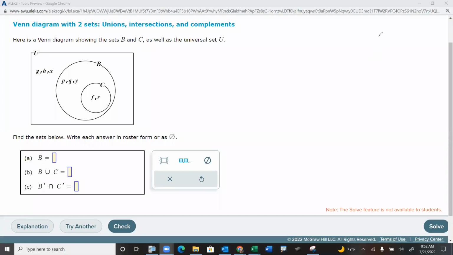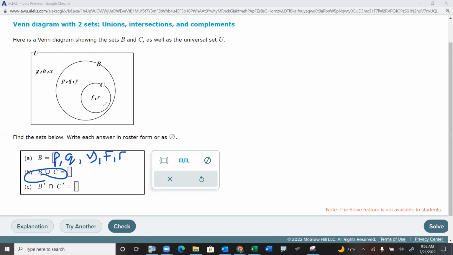All right, everybody, let's see what we got here. We're given a Venn diagram. The universal set U is, of course, all of this stuff. Set B is all of this stuff. And set C are those two elements. So B would contain P, Q, Y, F, and R. So not just them, but those as well, because they're contained inside of set B.